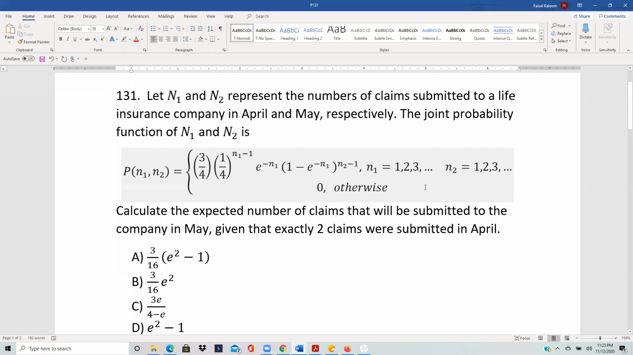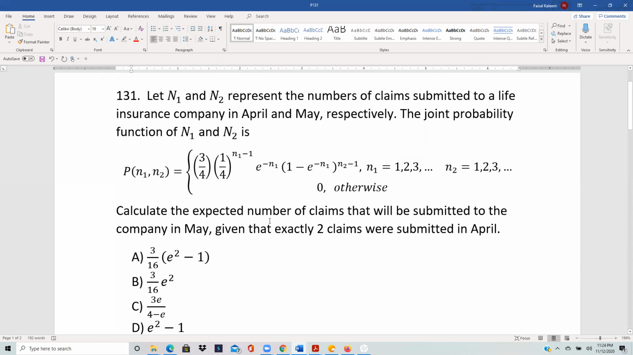Let N1 and N2 represent the numbers of claims submitted to a life insurance company in April and May, respectively. The joint PMF of N1 and N2 is given below. Calculate the expected number of claims that will be submitted to the company in May, given that exactly 2 claims were submitted in April. So we have to find the expected value of N2 given N1 equals 2.